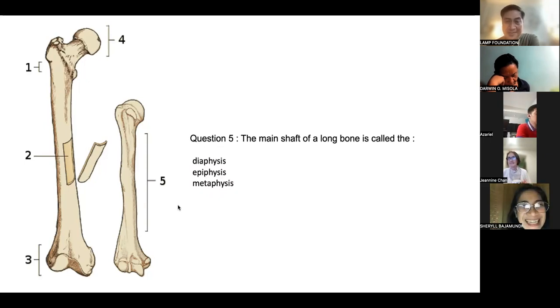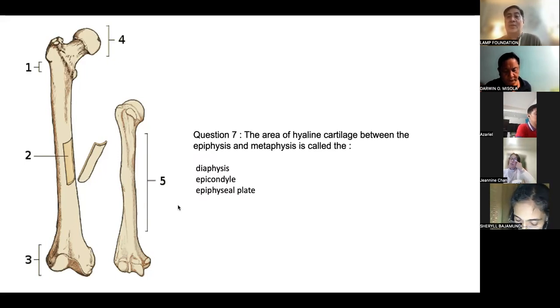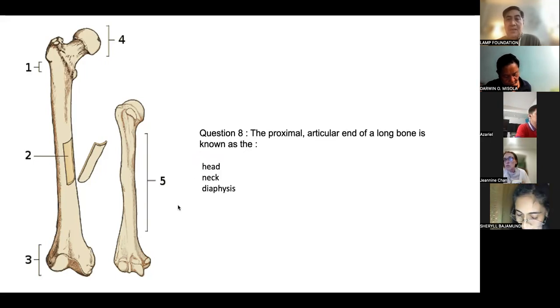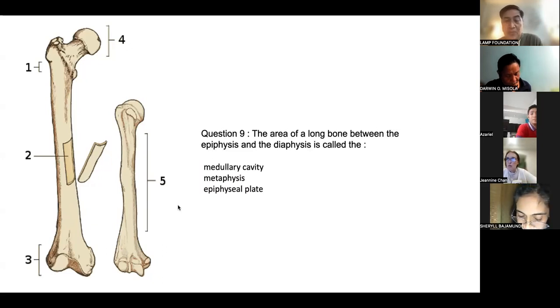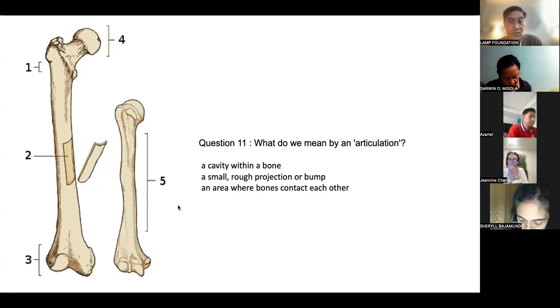Rough projection of bone is known as a tuberosity. The main shaft of a long bone is called the diaphysis. The end region of a long bone is the epiphysis. The area of hyaline cartilage between the epiphysis and metaphysis is the epiphyseal plate. The proximal articular end of a long bone is known as the head. The area of a long bone between the epiphysis and the diaphysis is called the metaphysis. The area between the head and shaft of a long bone is called the neck. What do we mean by articulation? An area where bones connect or contact each other.